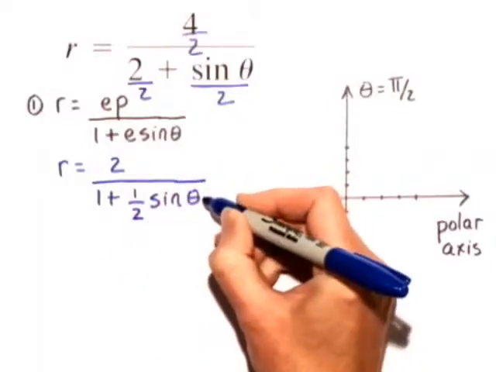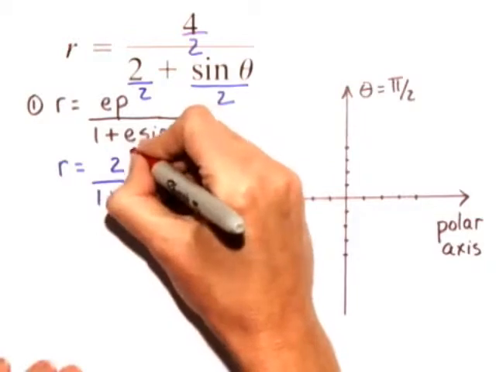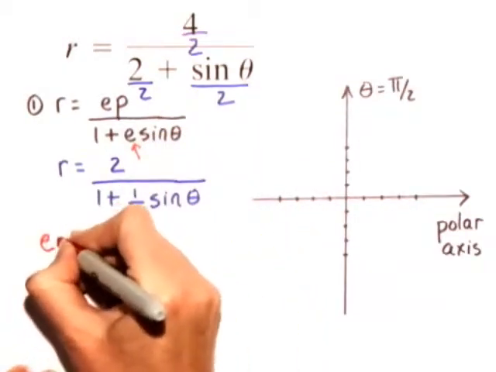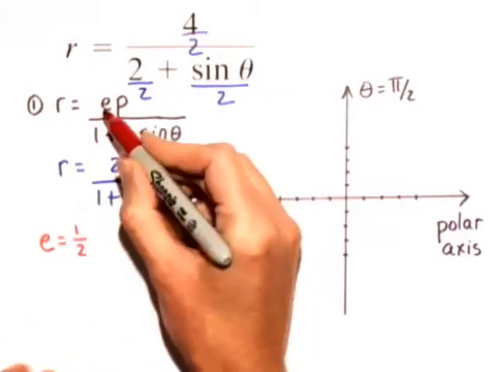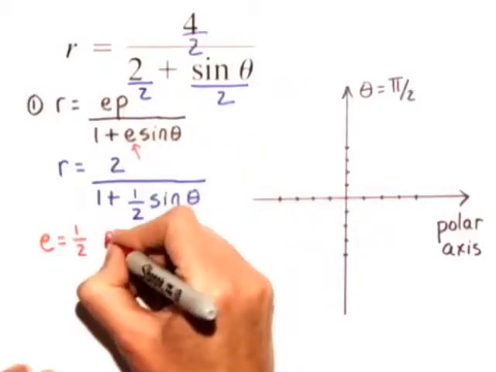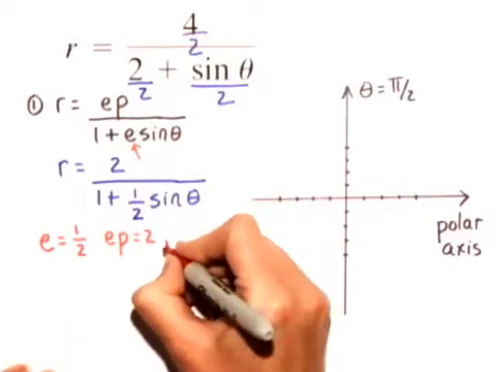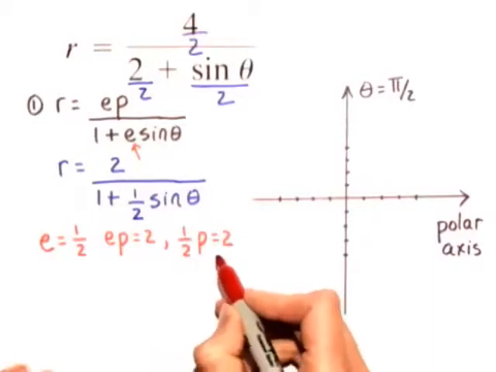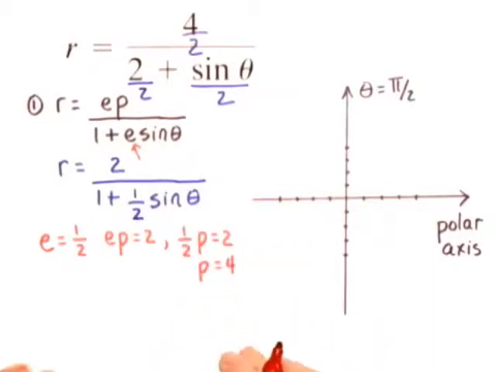Now let's compare this equation to the standard form, and we can see that our e right here is equal to 1/2. So we can say that e is equal to 1/2, and e times p is equal to 2. If we substitute 1/2 in for e, then we get 1/2 p equals 2. And if I multiply both sides of the equation by 2, I get p equals 4.